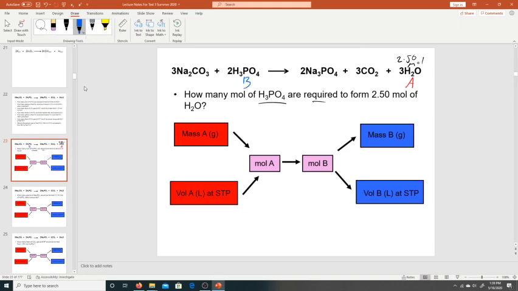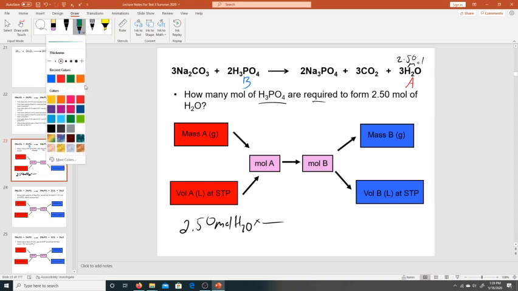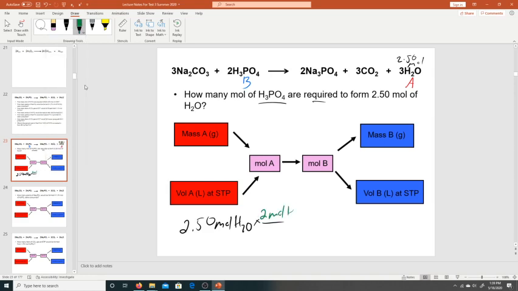So we're going to start off with 2.5 moles of water, 2.50 moles of H2O. We want to figure out how water is related to phosphoric acid from the balanced chemical equation. So the mole ratio here is always B over A. So we need 2 phosphoric acids, so 2 moles of H3PO4 over 3 moles of H2O. And that is the correct ratio now between phosphoric acid and water.